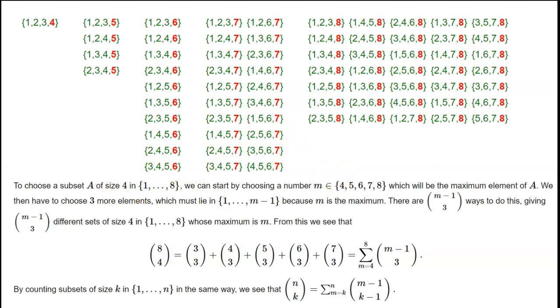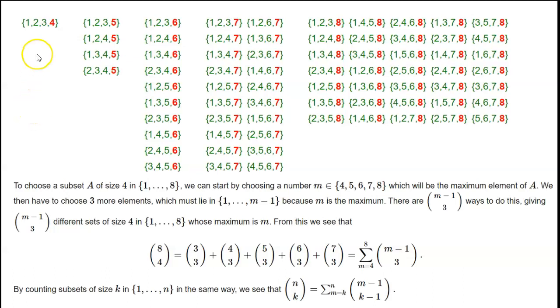Okay. So here's a bunch of sets of size 4 in 1 up to 8, and all these ones, the last element is 8. And then in all these ones here, the last element is 7. These sets here, the last element is 6. Here the last element's 5. Here the last element's 4. Notice the last element has to be at least 4, because if it was less than 4, then you wouldn't have space to have 4 elements in the set.